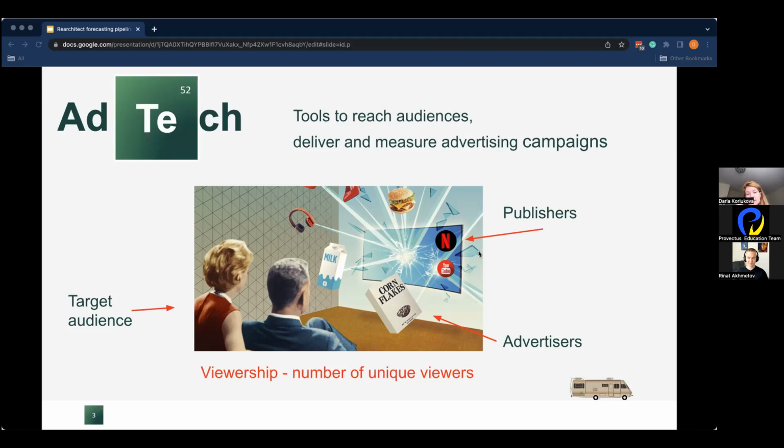That's why, as publishers, we need to integrate with advertisers to give them some kind of a promise of how many people are going to watch the next season of Breaking Bad next quarter when we're going to release it. I made it up, of course, but that's the idea. So the main metric in AdTech is viewership, or in very simple words, just the number of unique people who watched our content historically.